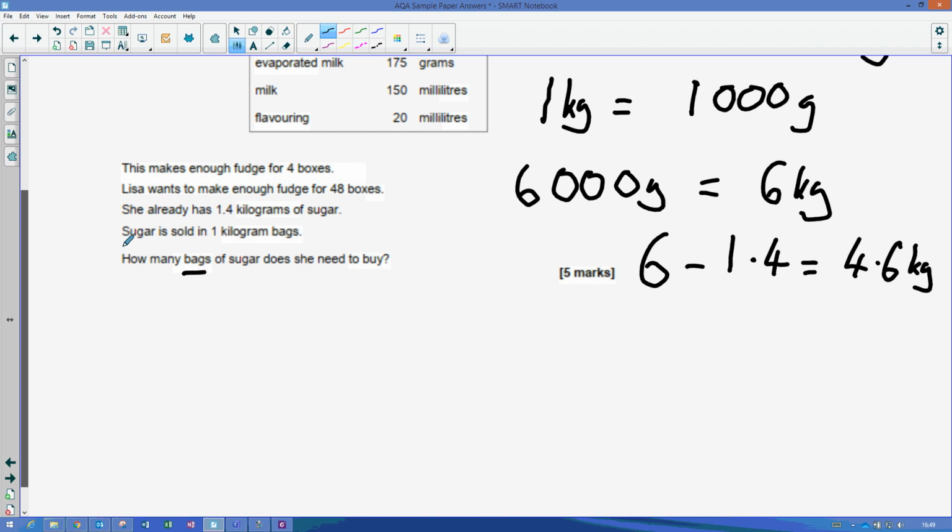So, each bag contains 1 kilogram. How many 1 kilogram bags do we need to get 4.6 kilograms of sugar? Well, 5 bags. That's our answer, 5 bags of sugar. And we're done.